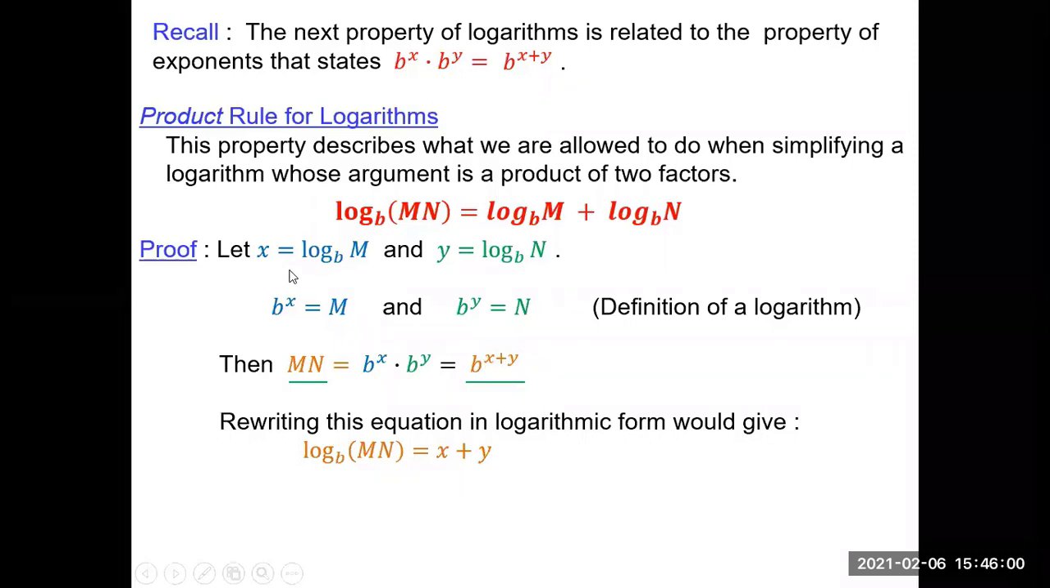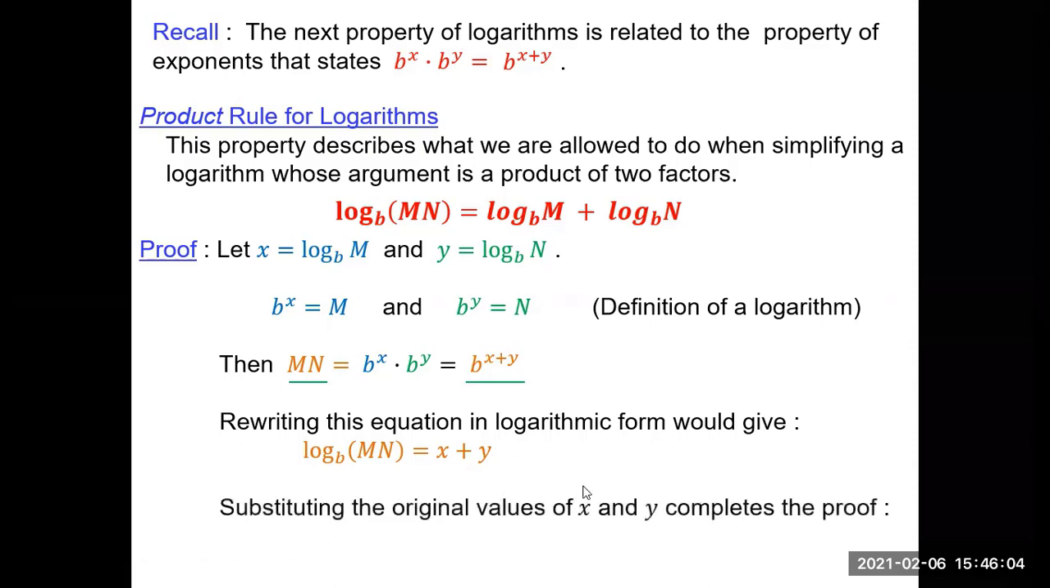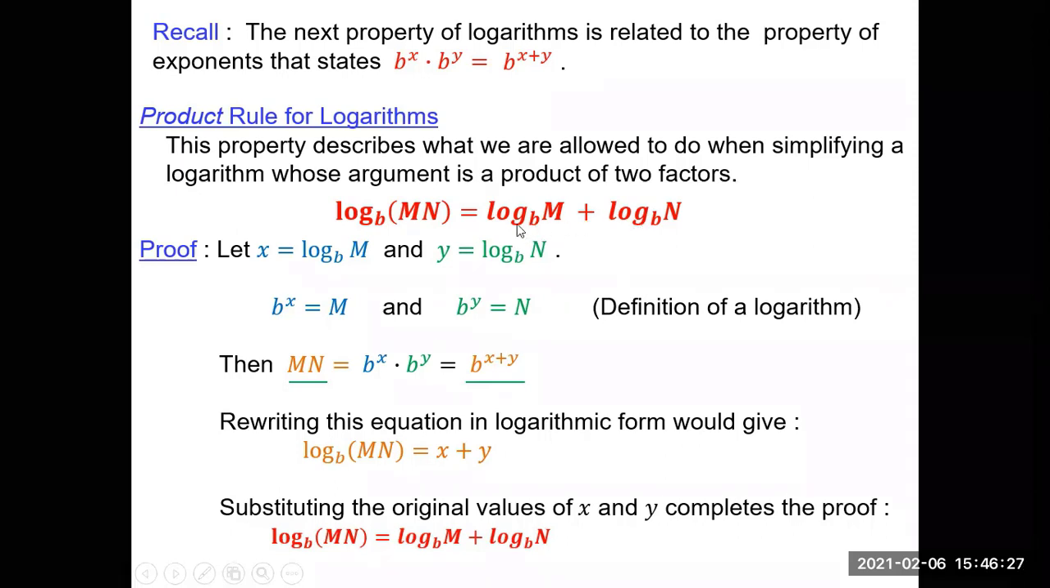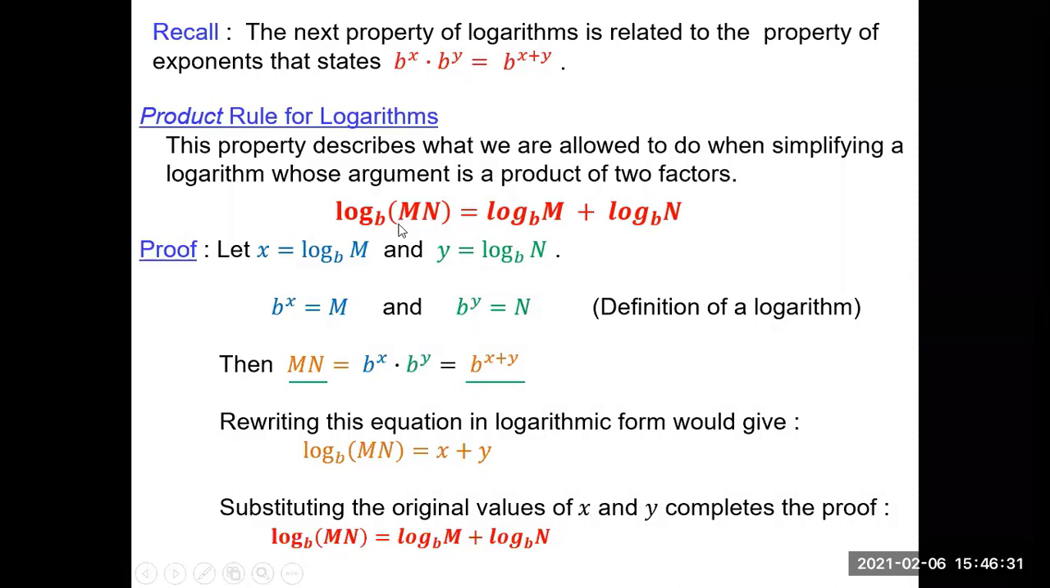But going back to what our setup was, x is log base b of m, and y is log base b of n. So we can now just substitute for x and y, and we get our property that's stated right up above. So this product property is going to allow us to convert from a single logarithm that has a product inside to multiple logarithms that are being added, or we could combine multiple logarithms of the same base by merging them together into a single logarithm.